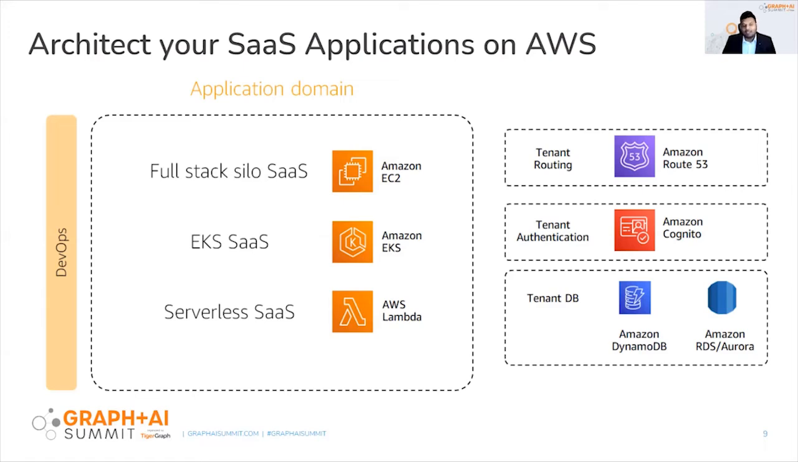For tenant routing and authentication purposes, customers can use Route 53 and Amazon Cognito. AWS has purpose-built databases which can be used for storing data related to shared services or for storing the data from multiple tenants.